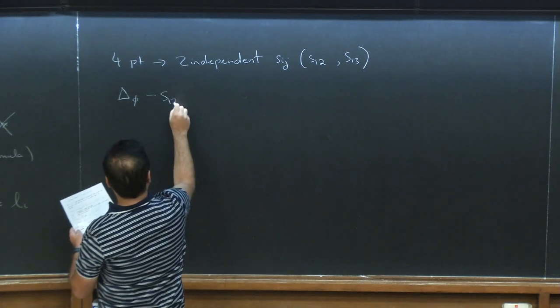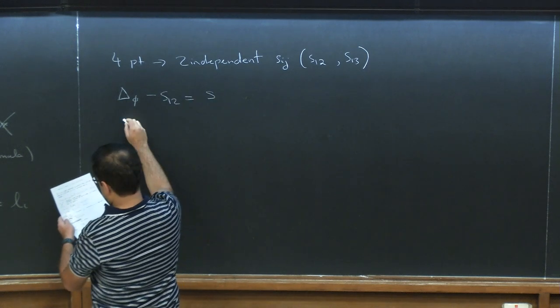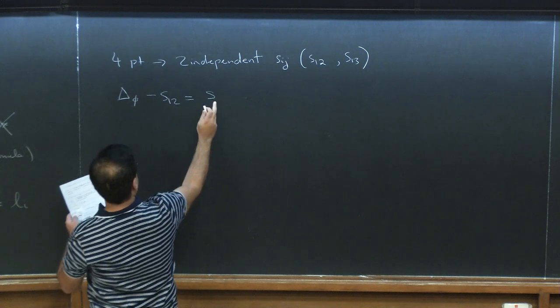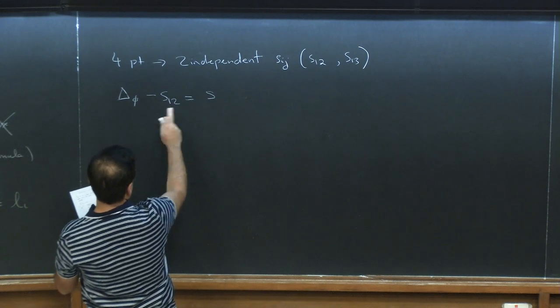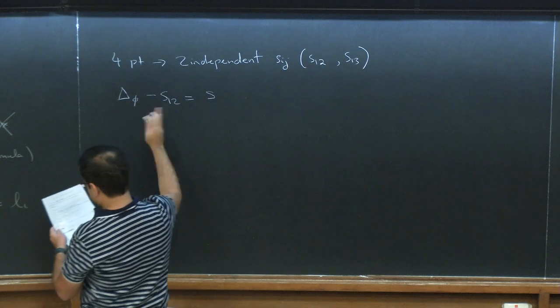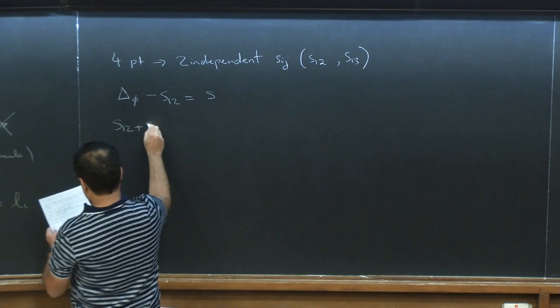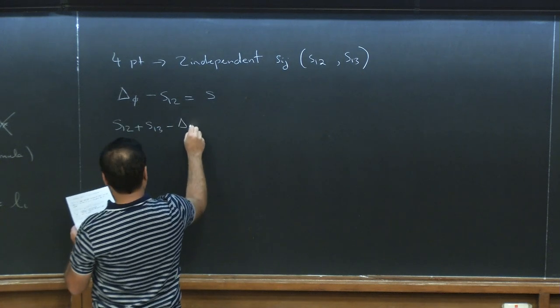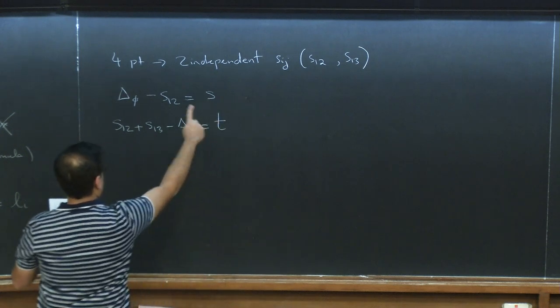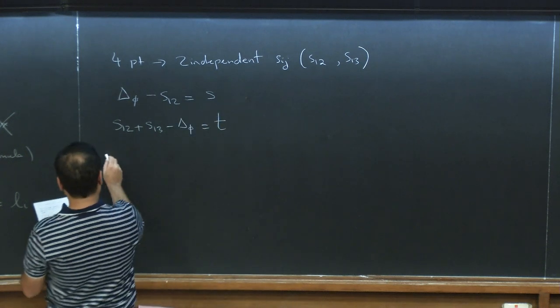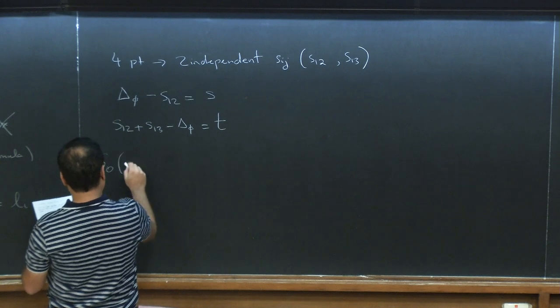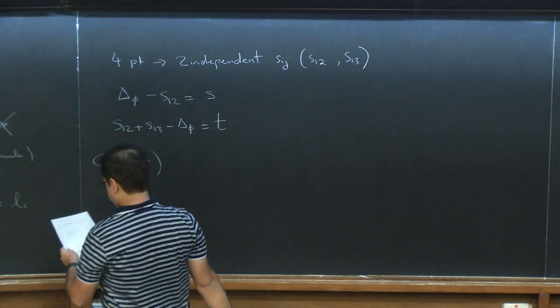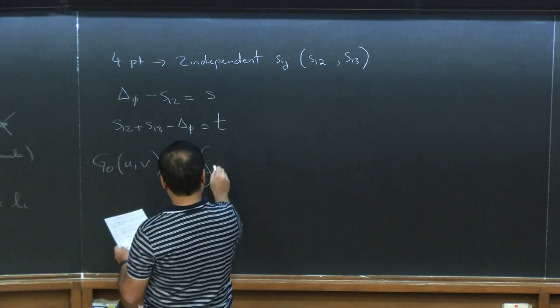And then it's nicer to redefine the coordinates in this manner. So you introduce S and T instead of S12 and S13. When you write this in terms of these variables, the conformal block, G(U,V) in Mellin space, looks like this.